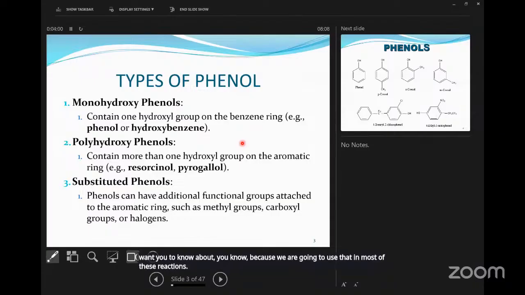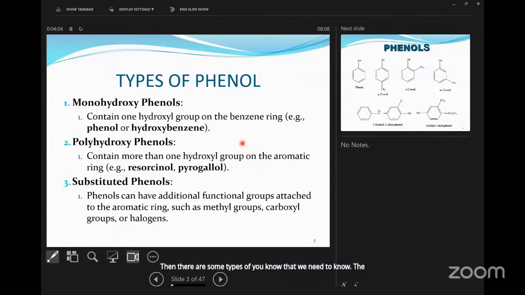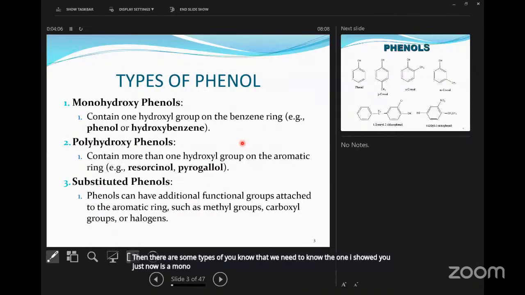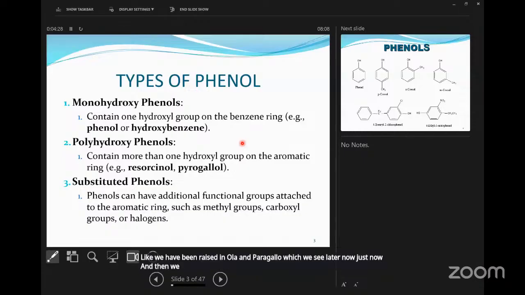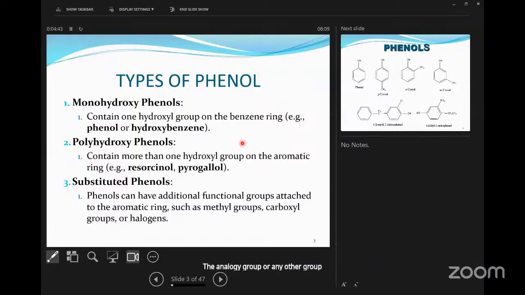Then there are some types of phenol that we need to know. The one I showed you just now is a monohydroxy phenol because it is carrying only one hydroxy group. But when it carries more than one hydroxy group, then it is a polyhydroxy phenol because it can carry two or three hydroxy groups, like we have in resorcinol and pyrogallol, which we will see later. And then we also have what we call substituted phenols. These have other functional groups attached to the phenol aside from the hydroxy group. The groups may be a methyl group, a carboxyl group, a halogen group, a sulfonic group, or any other group.